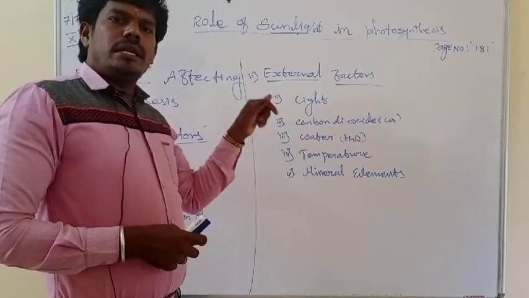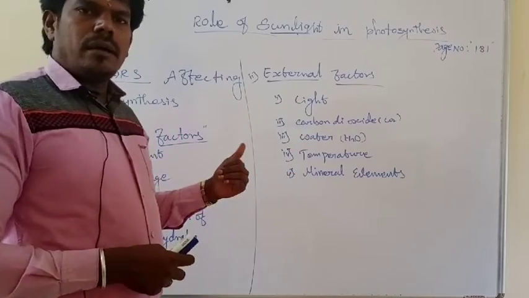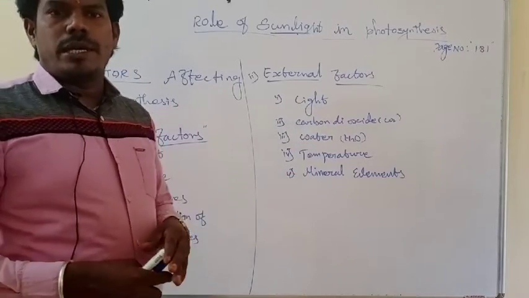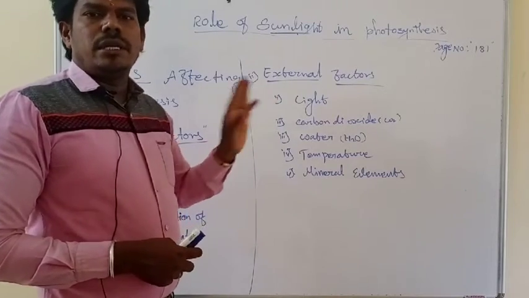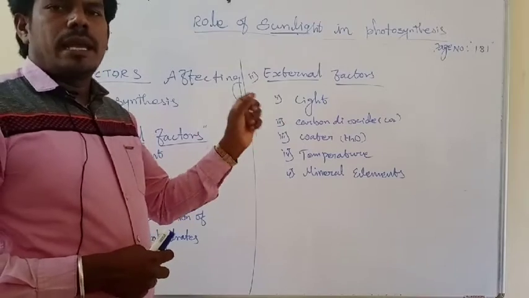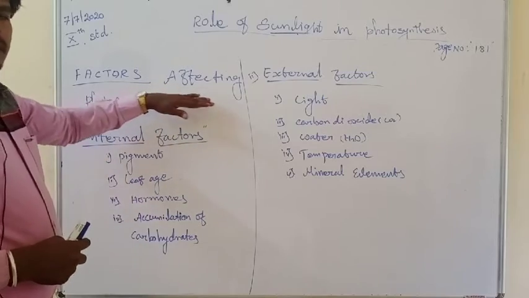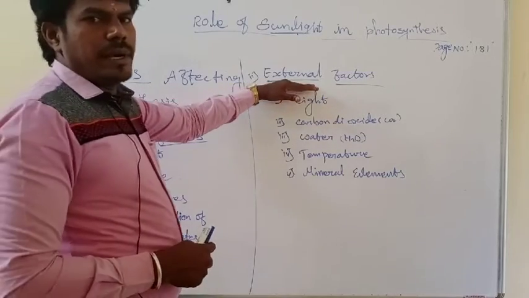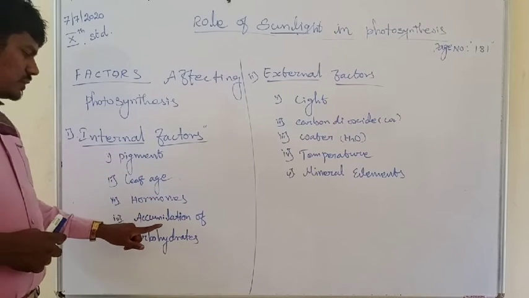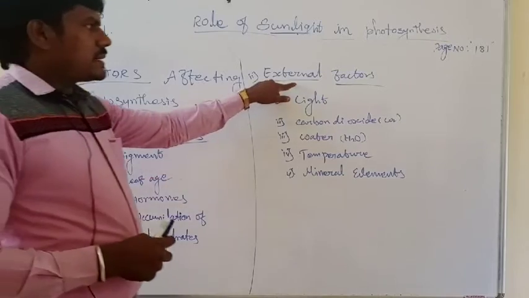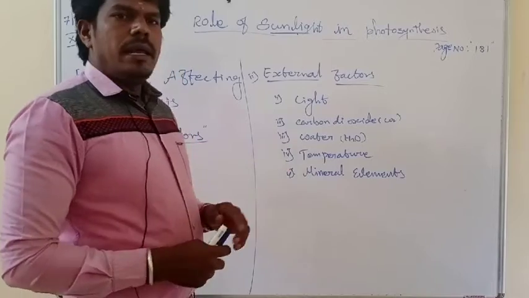The light reactions produce the end products ATP and NADPH2. The dark reactions produce carbohydrate. CO2 is reduced in the dark reactions. In the light reactions CO2 is not reduced; they produce chemical products only. And the factors affecting photosynthesis: the internal factors and external factors. Internal factors are pigment, leaf age, hormones, and accumulation of carbohydrate. External factors are light, carbon dioxide, water, temperature, and mineral elements.